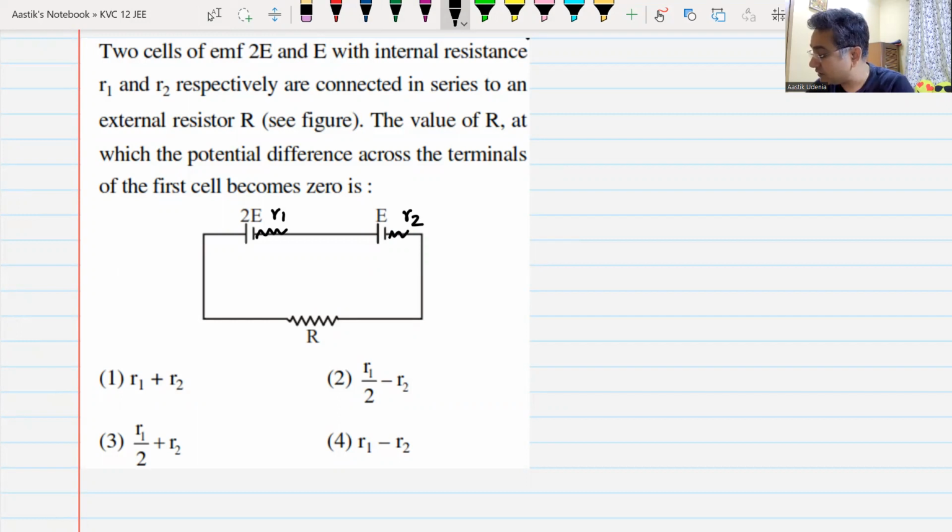Potential drop across the terminals of the first cell. So, potential drop across the terminal of the first cell means, if I call this point X and this point Y, I have to find out... I know that the potential difference across X to Y would be zero.